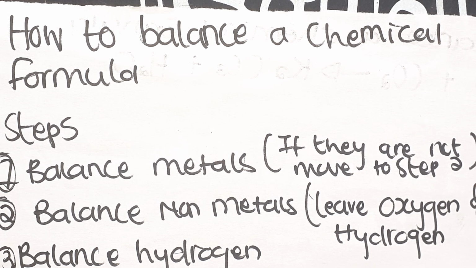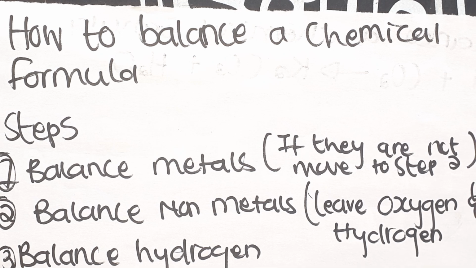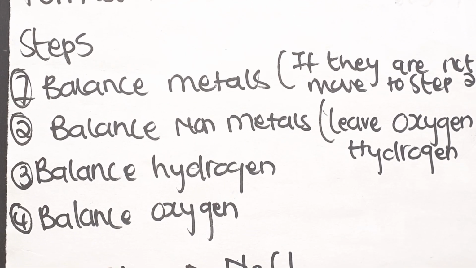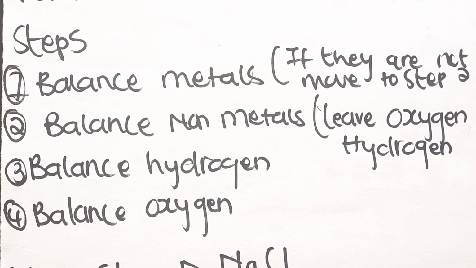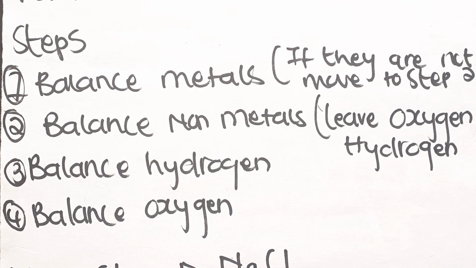So in grade 10, you have to know how to balance a chemical formula. These are the steps we use to balance a chemical formula. Firstly, when you're given a chemical formula, the first thing you have to look for is to know metals and non-metals. You should have done this at school with your teacher to know which elements are metals and which are non-metals. So the first step is to balance metals, right?